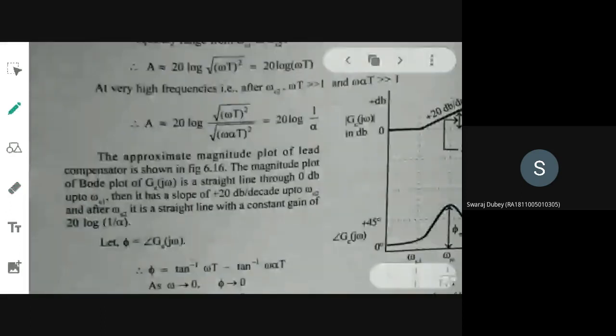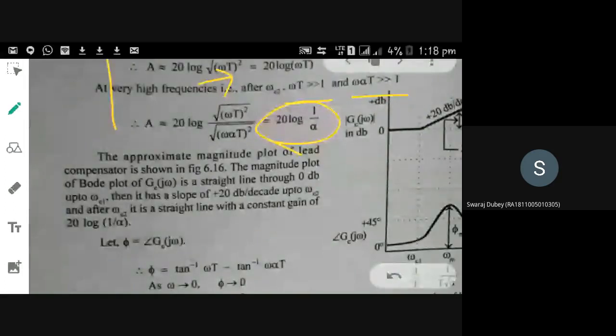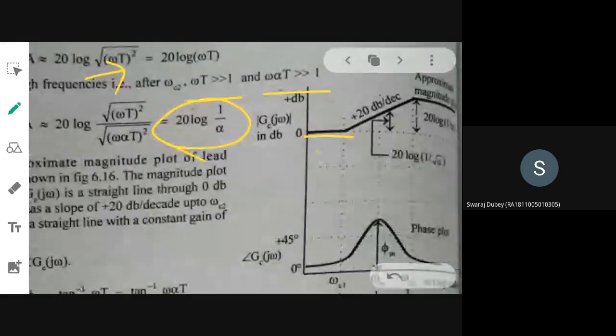And the third case, finally, where omega t is greater than 1 and omega alpha t is greater than 1. You will be eliminating 1 in the numerator and 1 in the denominator, so you will finally get 20 log 1 by alpha. Based upon these three values, if you draw the frequency response, it starts at 0 dB, then has an ascending slope, then after the second corner frequency it is 20 log 1 by alpha.